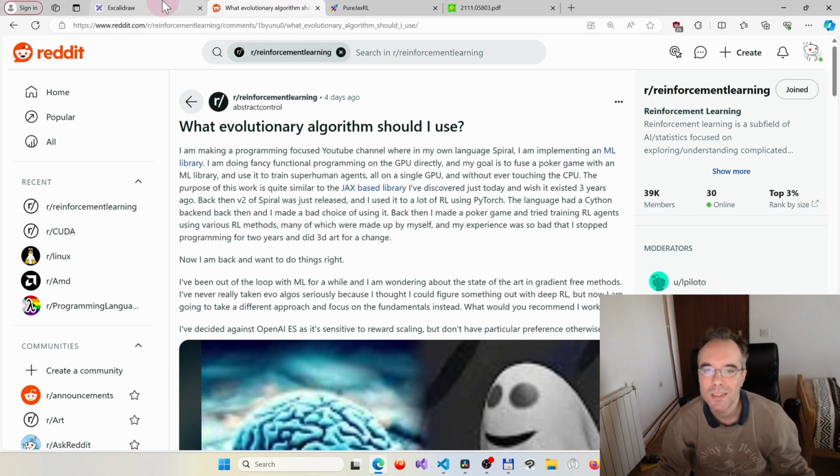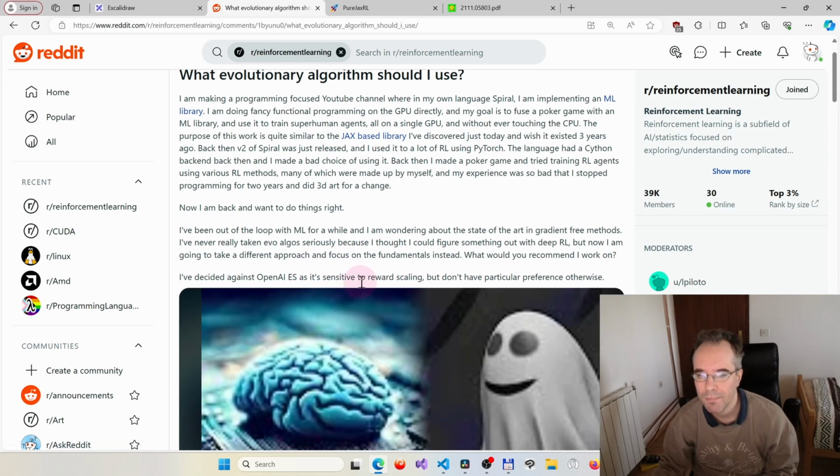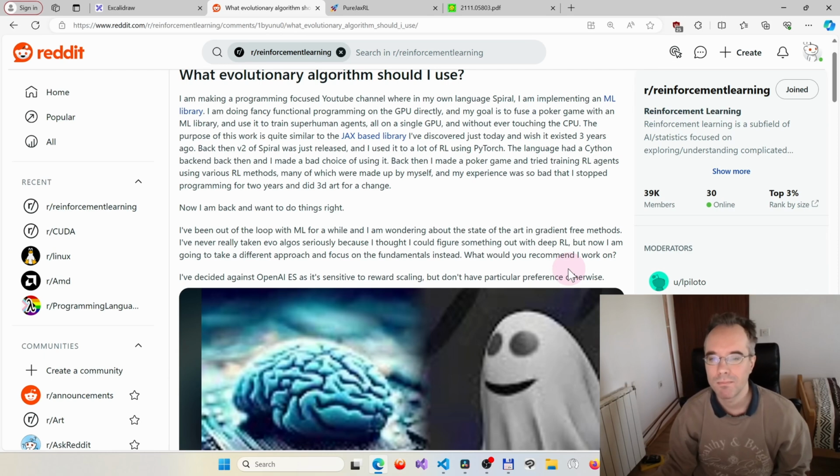Oh no, let's. Yeah, this is "what evolutionary algorithm should I use?" I asked this thing here. Originally, I thought that maybe I'd use the OpenAI evolutionary strategies, but it has a bunch of disadvantages, like being sensitive to reward scaling. It doesn't take the gradient directly using backpropagation, but it still estimates it.